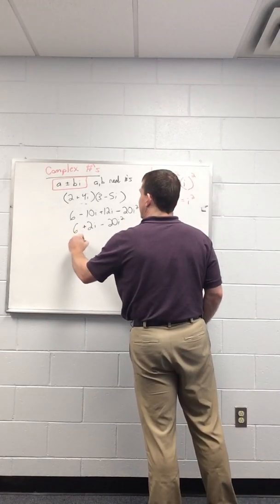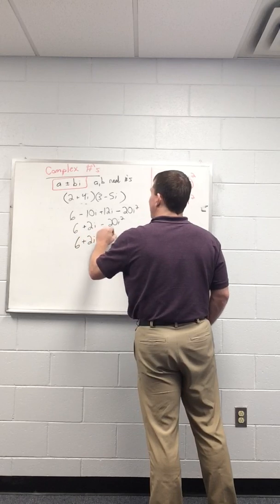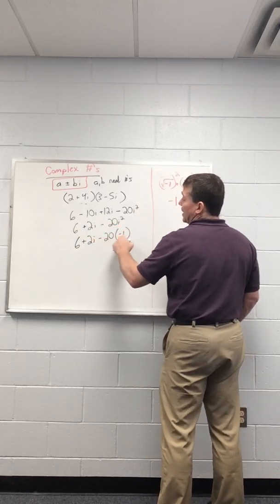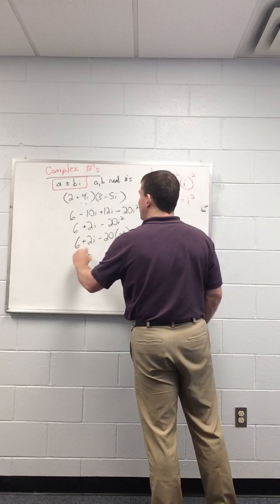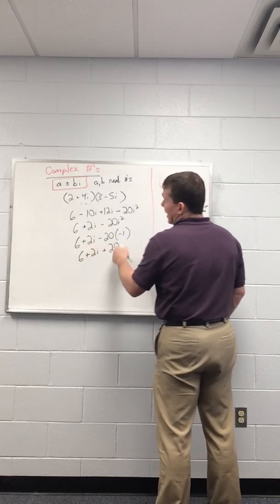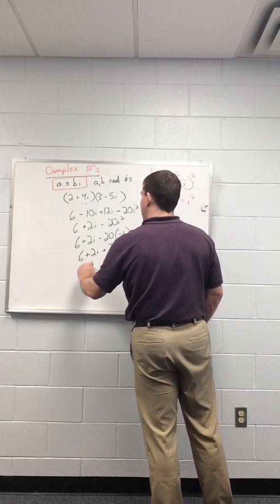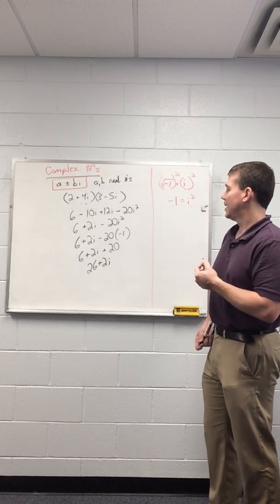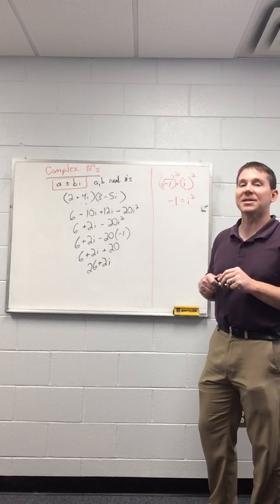And I get 6 plus 2i minus 20 times -1. -20 times -1 is positive 20. So 6 plus 2i plus 20. And now I can combine the 6 and the 20. And I get 26 plus 2i. And now that's a complex number in standard form.